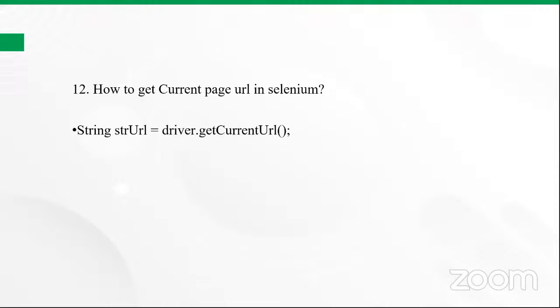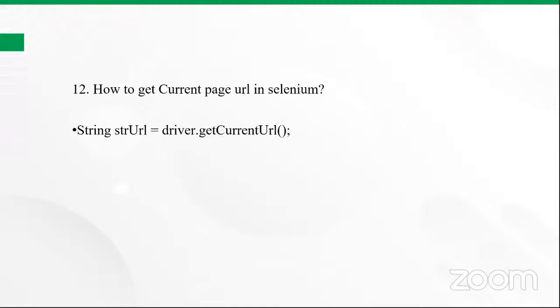The method accepts no parameters but returns a string. And if you print that string in the console, you would be able to see the current URL in the console. I hope it is clear.